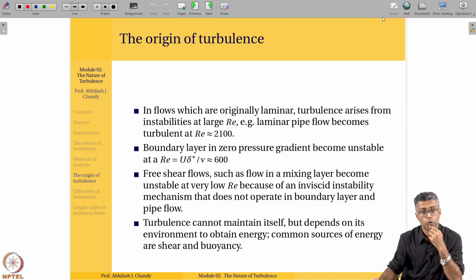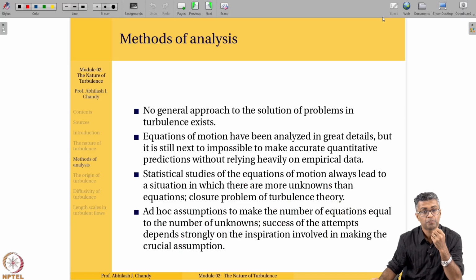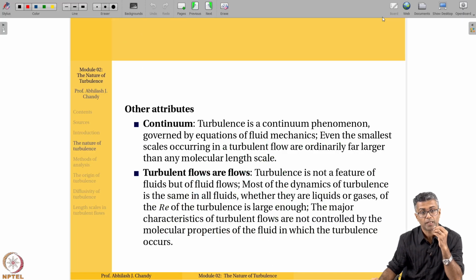Additionally, we also looked at the continuum assumption. So the continuum assumption is valid here. And the fact that turbulent flows are flows. It is not a fluid property. It is a flow property.